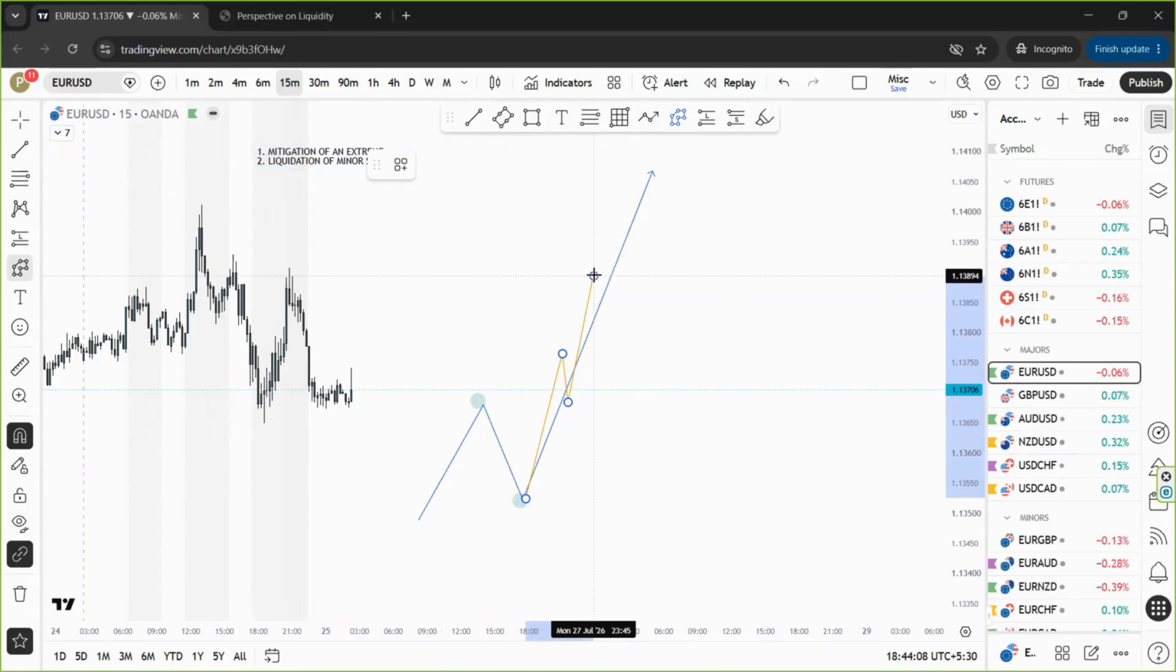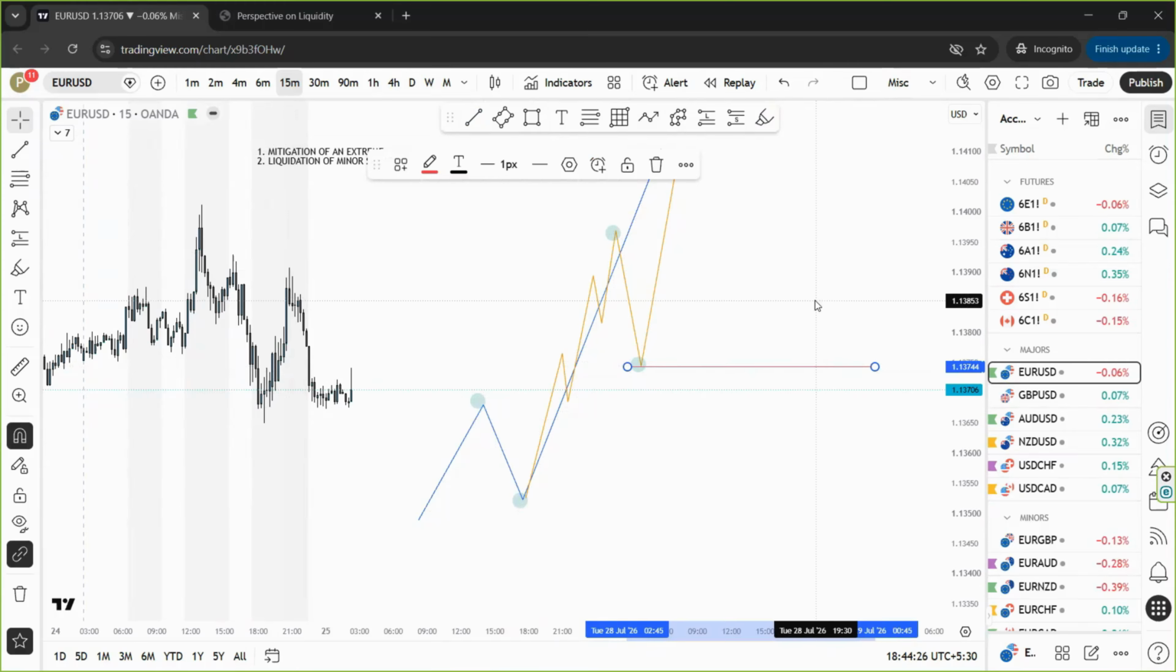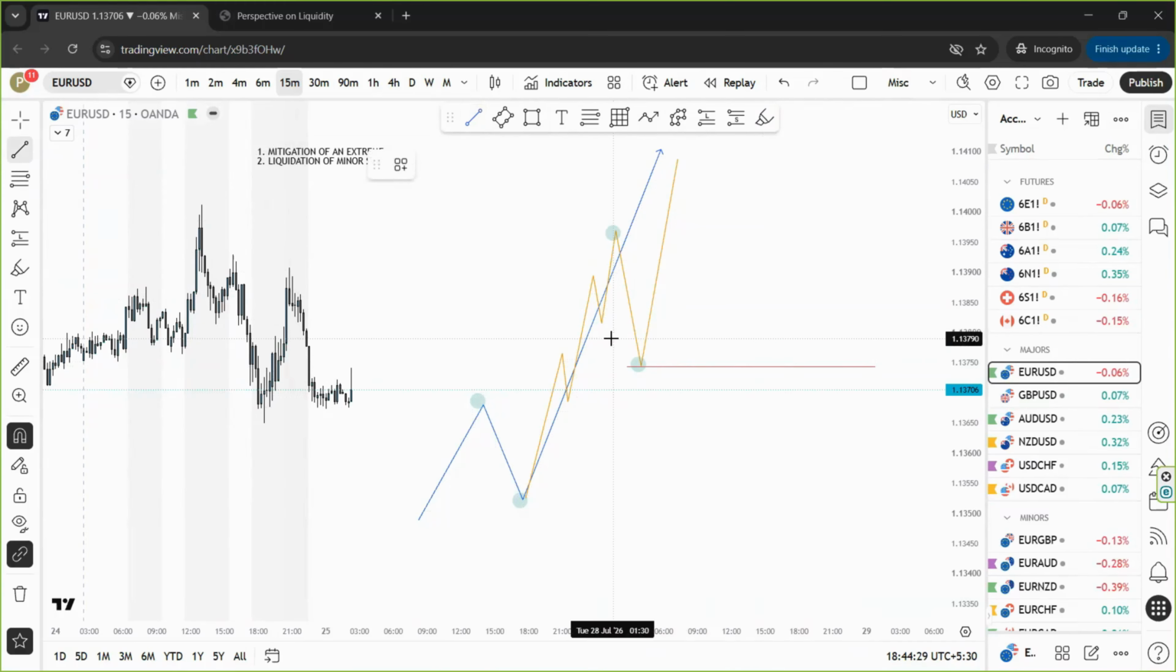So you have minor structure here, and this minor structure is taken out, and you have a breakout structure, which means this here now would be of similar degree to this. And this is important because for an external structure to be formed, you need this liquidation. Because you can have multiple structures here, but how are you going to define which of those highs or lows is going to be the actual liquidity? This is how you do it. And the same logic applies to internal structures. The only difference is you are going to look at it internally within the range.